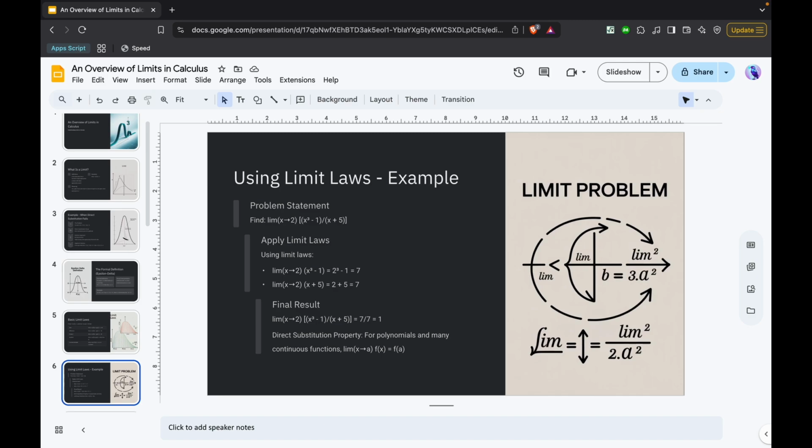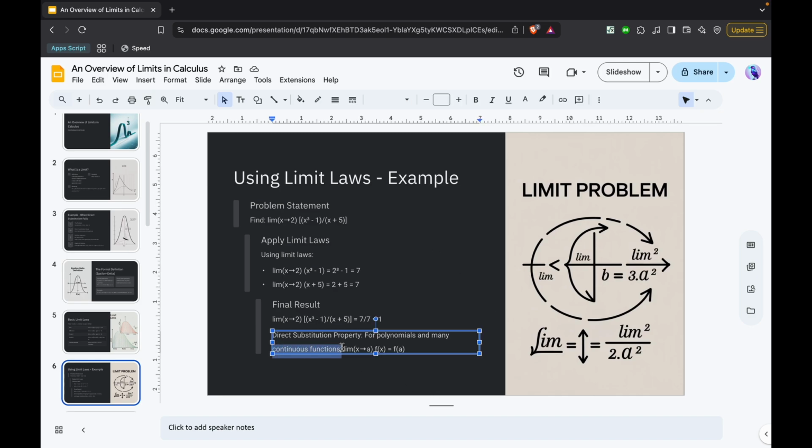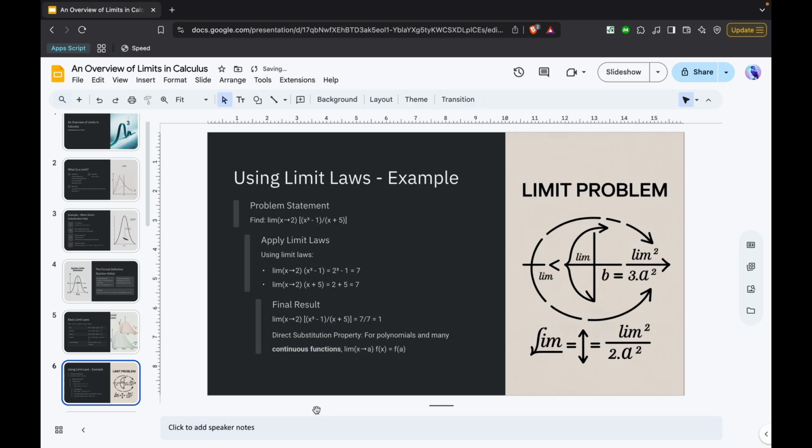Now, the direct substitution property: for polynomials and many continuous functions, the limit as x approaches a of f of x is equal to f of a. This is a very important rule, and I want you to remember something known as continuous functions, because this is probably the most important thing you need to know for limits, whether it's continuous or not, and this helps us figure out direct substitution and many, many more things.